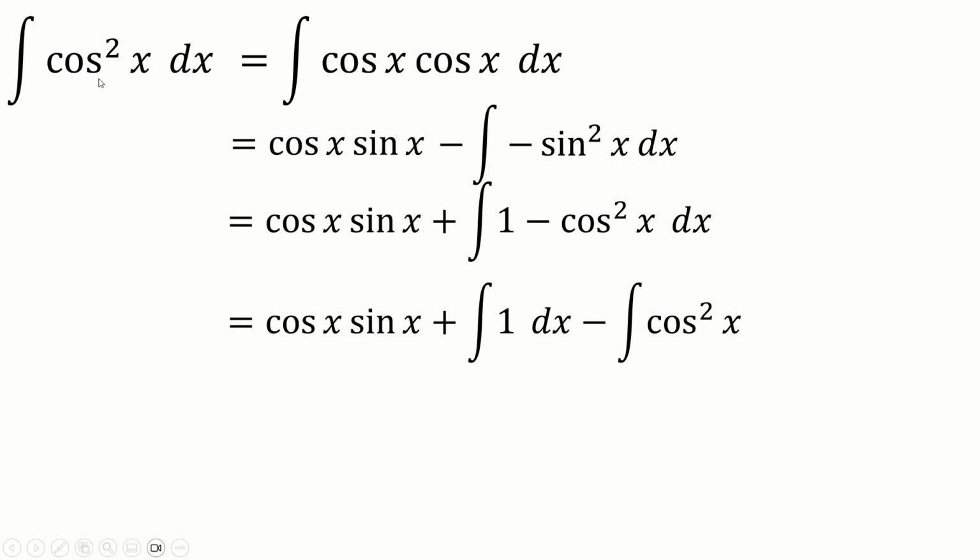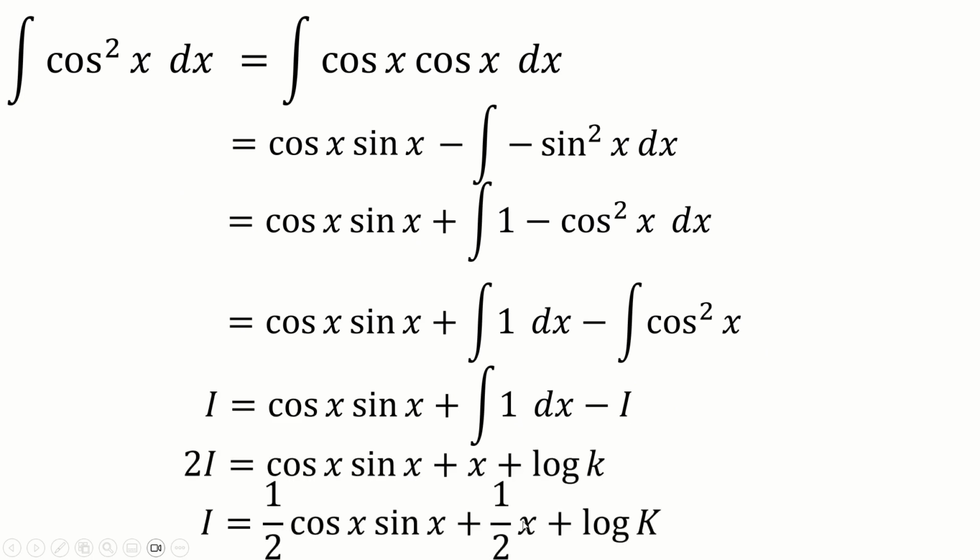That's the original integral. So we can call that I equals all of this minus I. That should be a dx there, sorry. The integral of 1 is just x. Add I to both sides. Divide everything by 2. Have our constant as well, and we'll end up with the answer here, all good to go. Quite a nice little method.